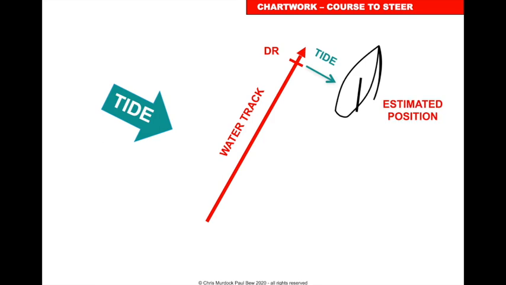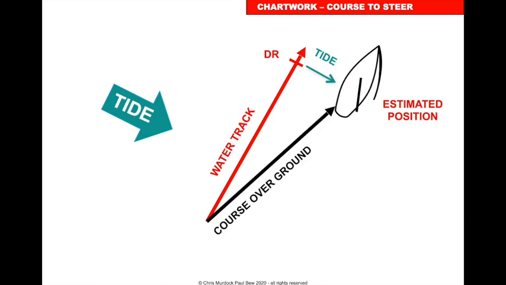There we go, there's the tide, the estimated position, and from where we start to where the vessel is, the effect of the course we're steering and the tide will give us the course over the ground. So this is how we worked out the estimated position, and we've already done a tutorial on this.